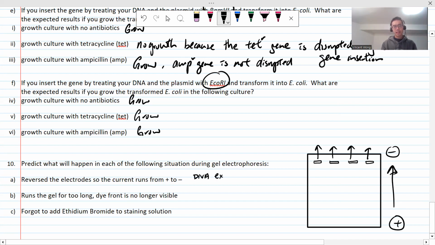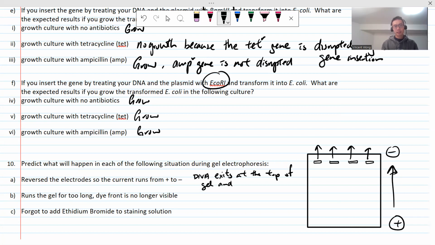DNA exits at the top of gel, and is lost. Okay, it's gone. Come out of the gel.